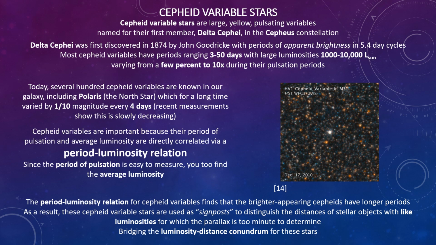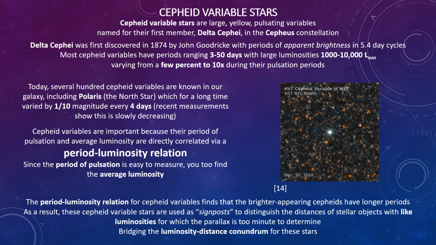Cepheid variable stars are the first type of variable star that we're going to talk about, and they are named after the first one that was discovered, Delta Cephei, in the constellation Cepheus. Delta Cephei was discovered in 1874 by John Goodricke, with periods of apparent brightness in 4.5-day cycles. Most Cepheid variables have periods ranging from 3 to 50 days, with large luminosities ranging from 1,000 to 10,000 times the sun's luminosity. And these can vary from a few percent to 10 times during their pulsation cycle.